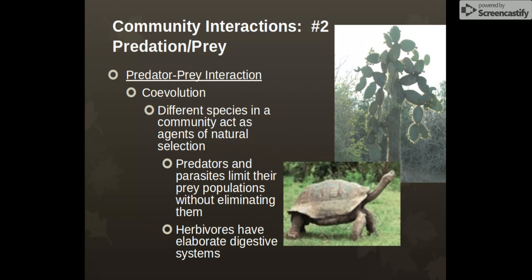Okay, our second one here is predator-prey evolution. Predator-prey relationships, which can lead to coevolution, where these organisms will adapt to one another as this process occurs. Okay. And so we see different species in a community act as agents of natural selection. This is often referred to as an evolutionary arms race, where only the best organisms survive, which leads to stronger individuals and so on.